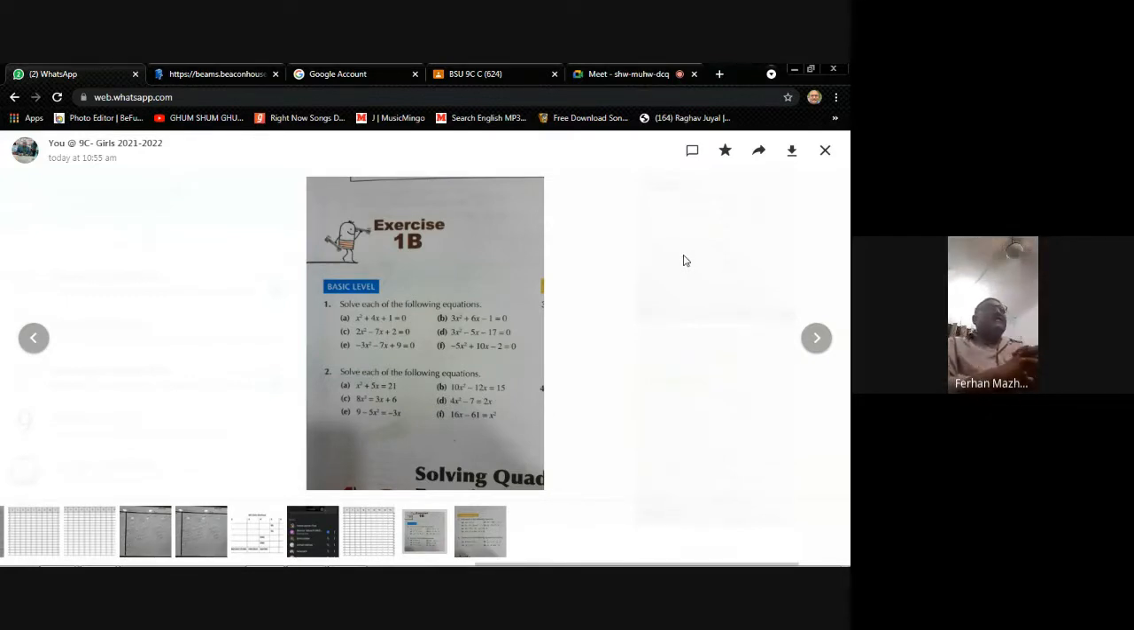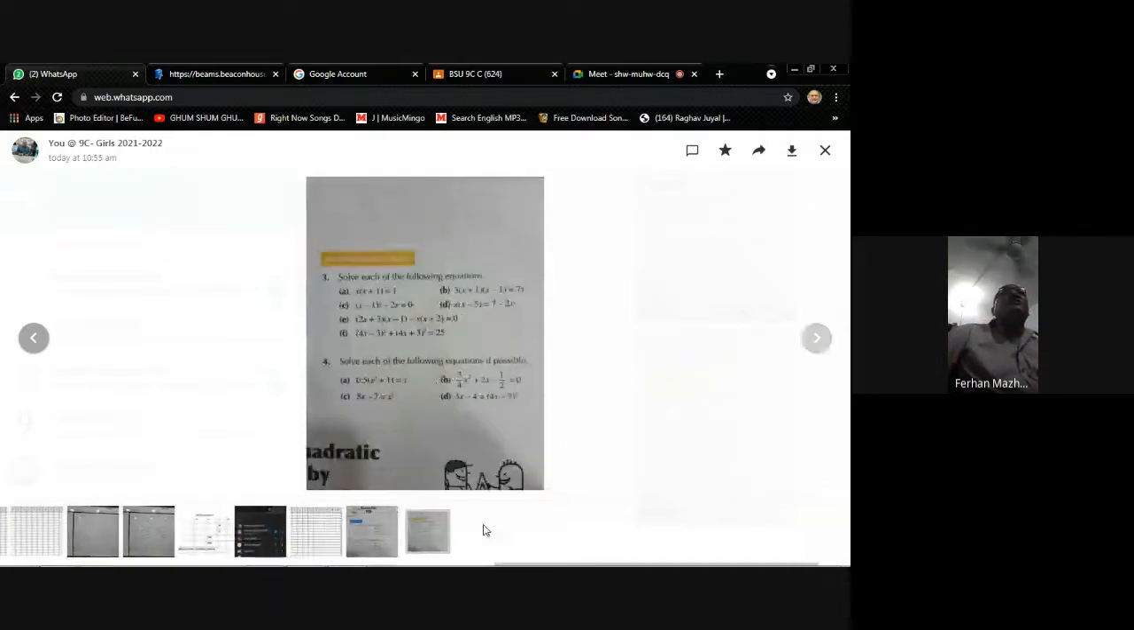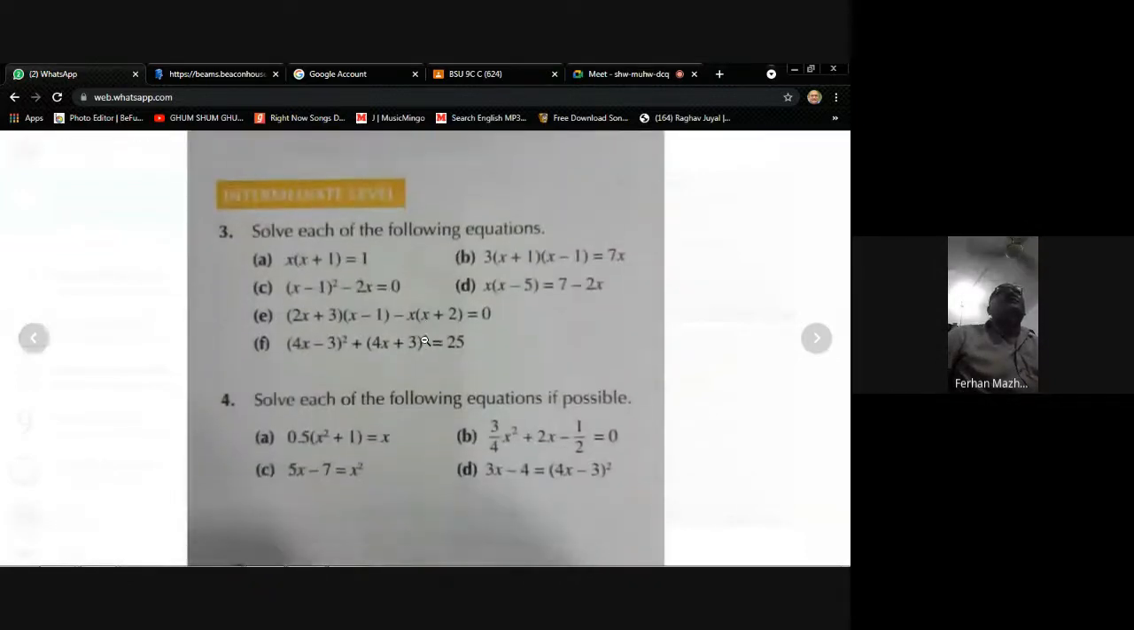In our face-to-face class, we have already learned what the quadratic formula is, and we are going to solve a few very simple questions. You just have to apply the quadratic formula. Questions number 1 and 2 are very simple, so I will be working from question number 3. The first question we are going to solve is question number 3a.